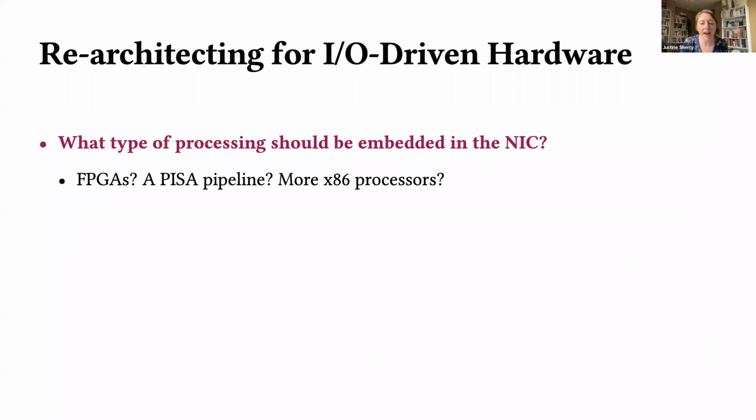On the hardware side, I've been trying to dance around the question of what kind of hardware we want to put on the NIC in this talk, but I really love FPGAs. There's probably some need for PISA in here too. What about other x86 processors? Maybe we should be looking at work like PANIC out of Professor Aditya Akella's group.